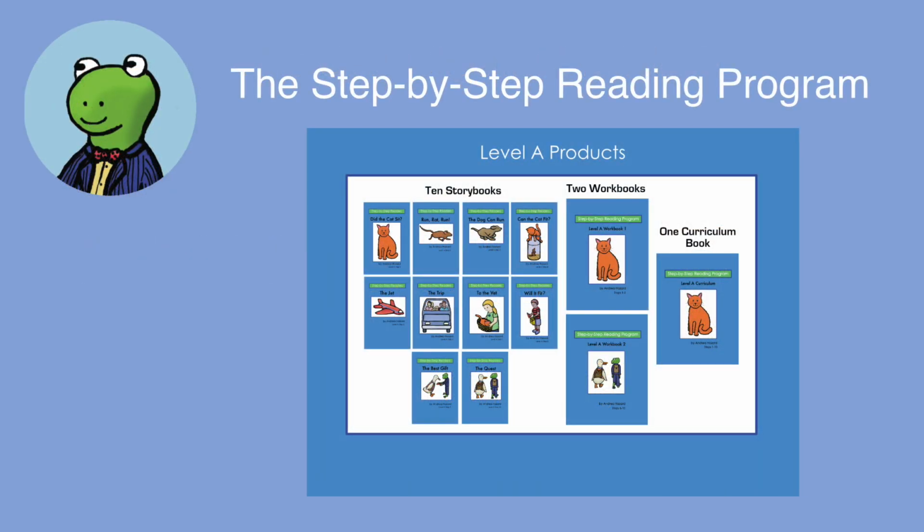Level A of the step-by-step reading program is divided into 10 steps, which each include an accompanying storybook. Besides the storybooks, the curriculum includes 2 workbooks and a curriculum book. The curriculum book explains how all the curricular material is integrated together, and is the first place you should look when learning to use the program. I'll explain exactly how this is done by walking you through Level A Step 1.